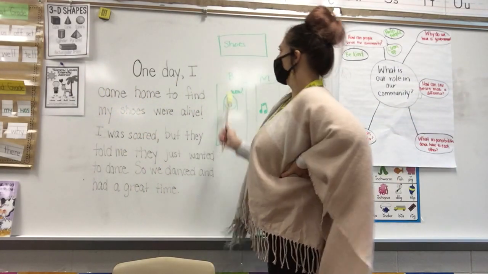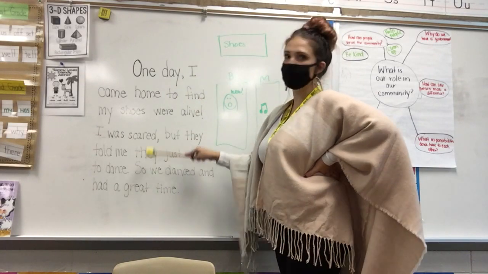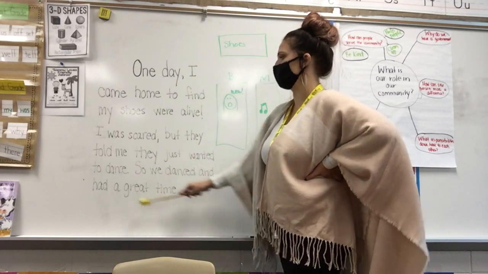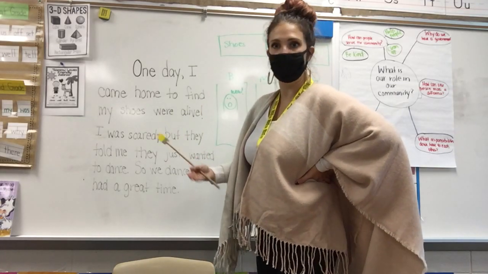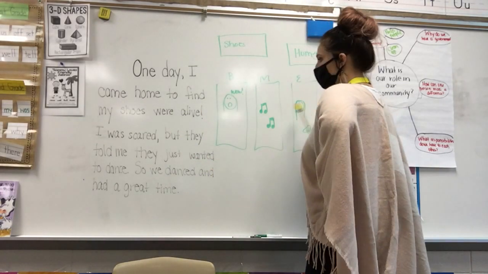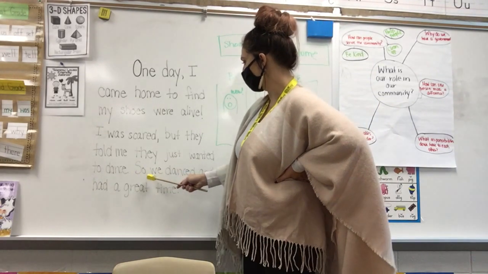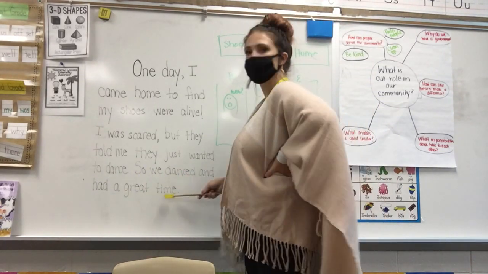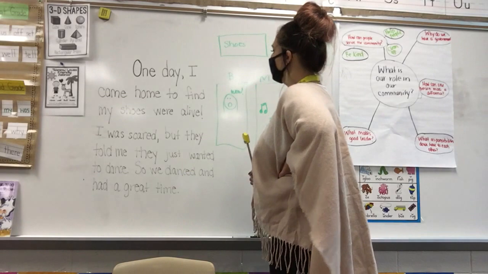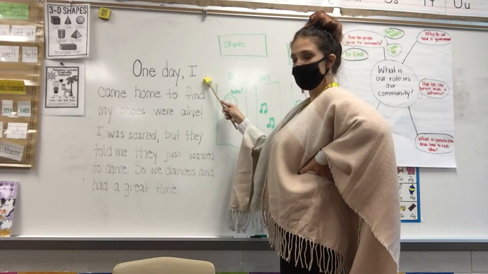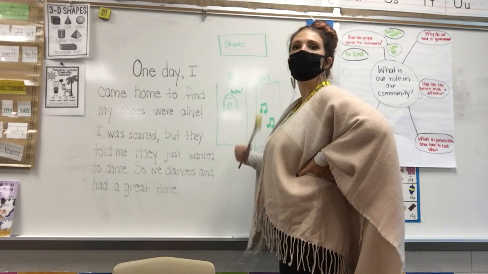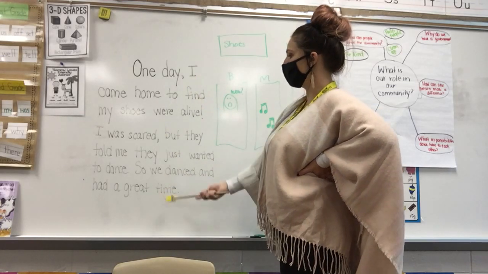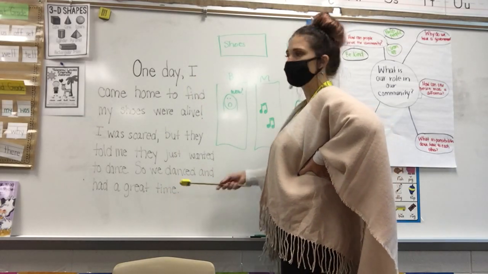Because if you remember, the beginning introduces, the middle has all the events, all the key details, and the end is how it resolves, how the problem was fixed, how it ended, what happened. So, my ending of the story, I wrote, so we danced and had a great time. So, as you see, I introduced the story in the beginning. In the middle, there were the details, and the ending showed how it was resolved. Because in the beginning, I was scared. At the ending, I ended up having a good time.